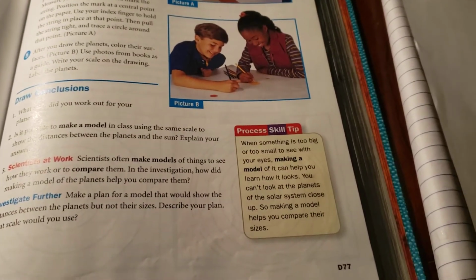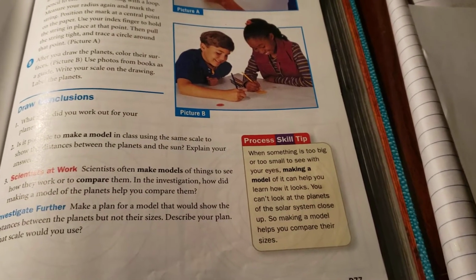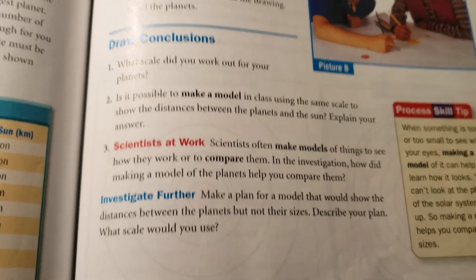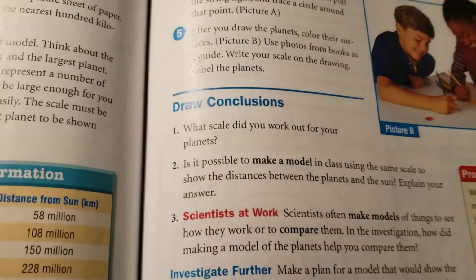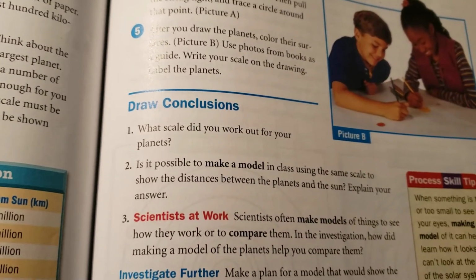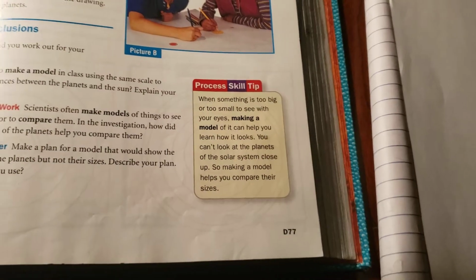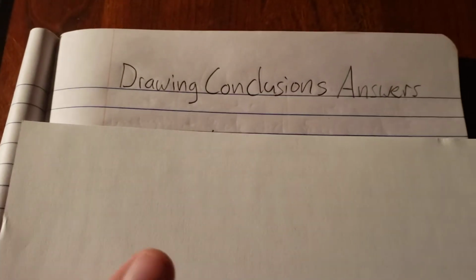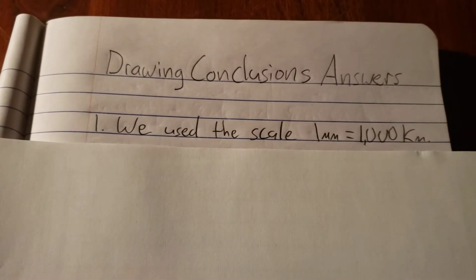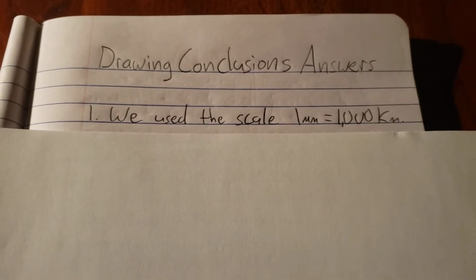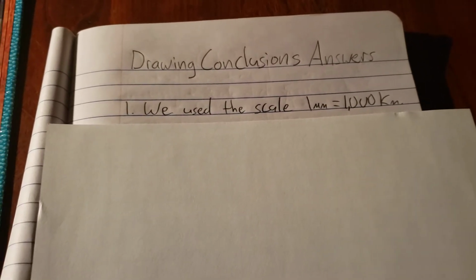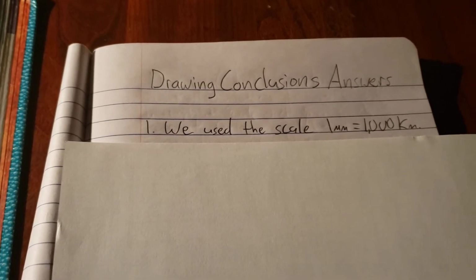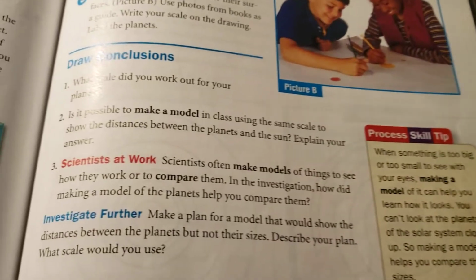The last thing I had you do was answer these drawing conclusion questions. The first one is, what scale do we use for our planets? Remember, the scale is the distance from one place to another on your model. We used the scale of 1 millimeter equals 1,000 kilometers. We used that because it allowed our scale to be small enough to fit onto our paper.